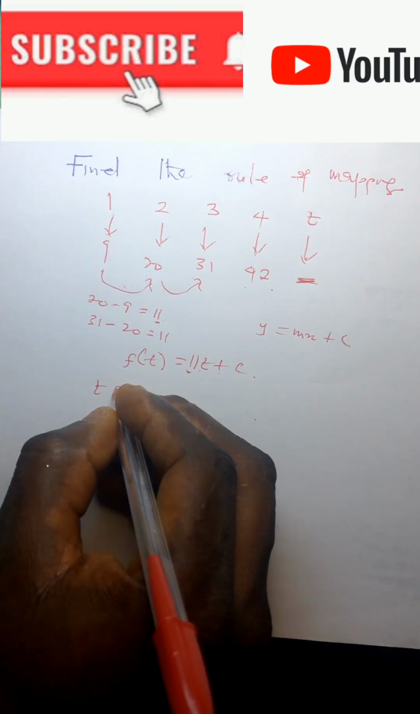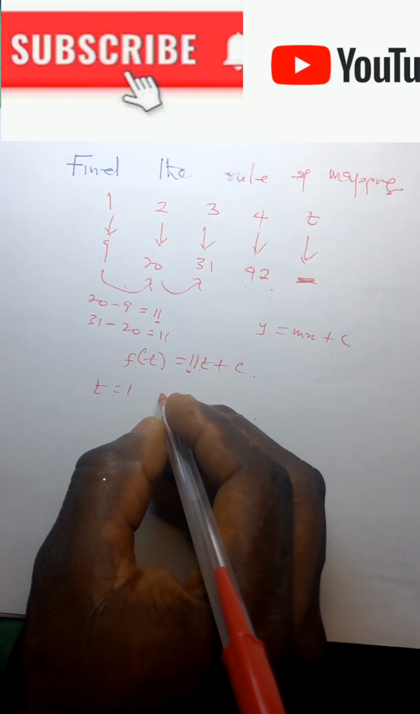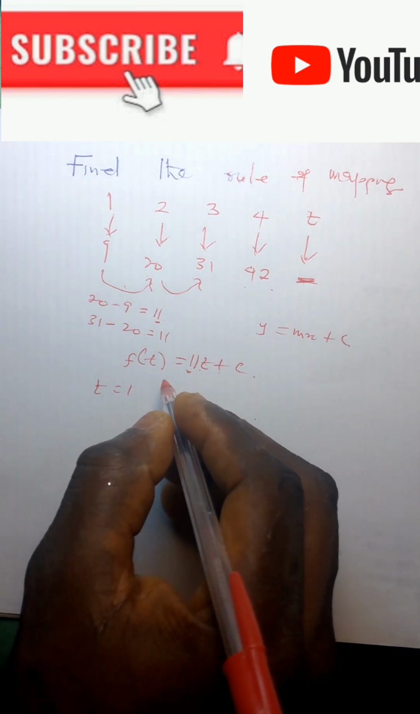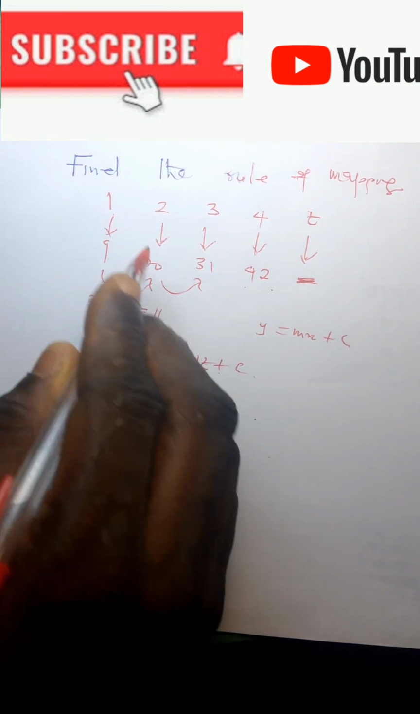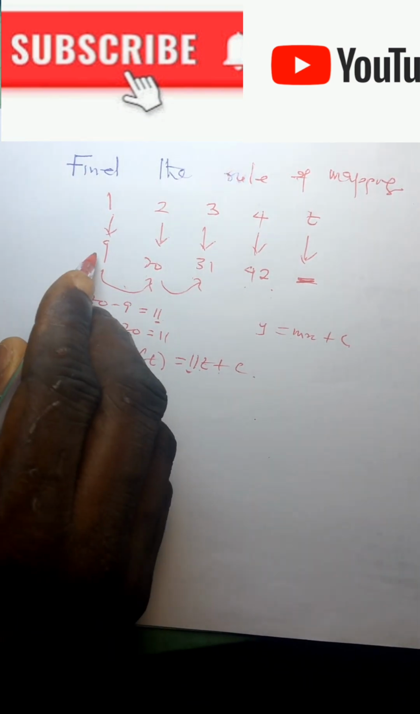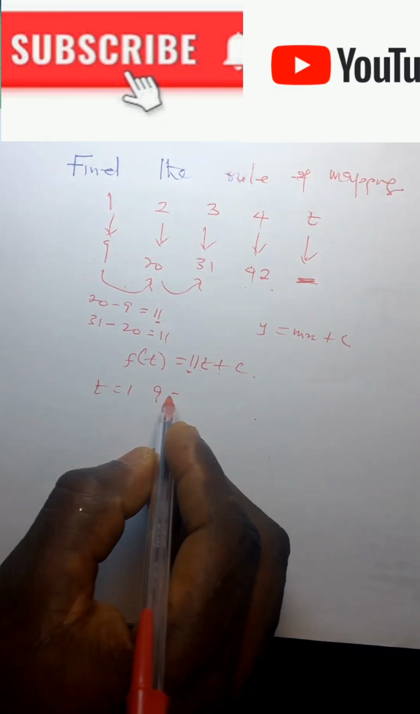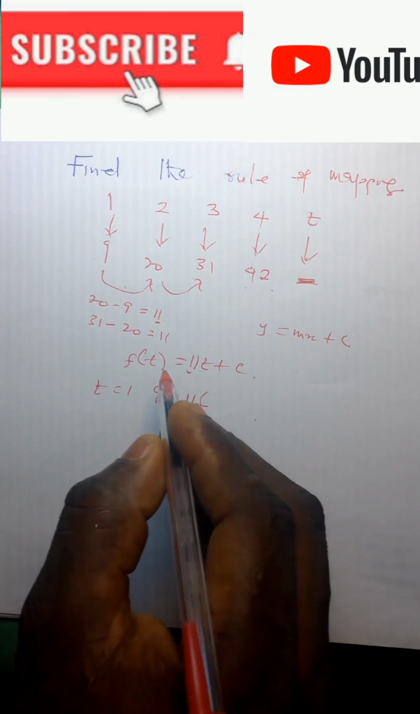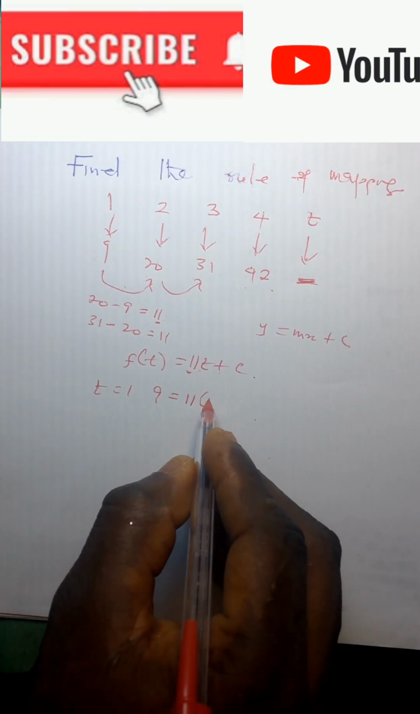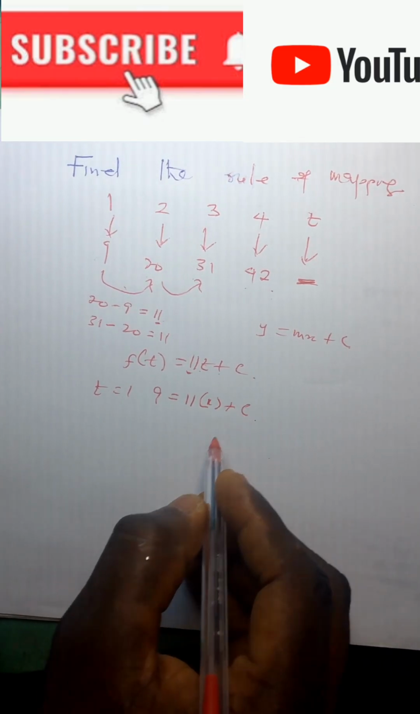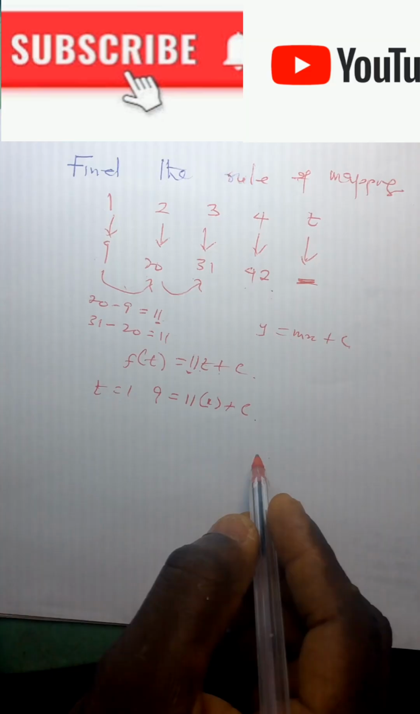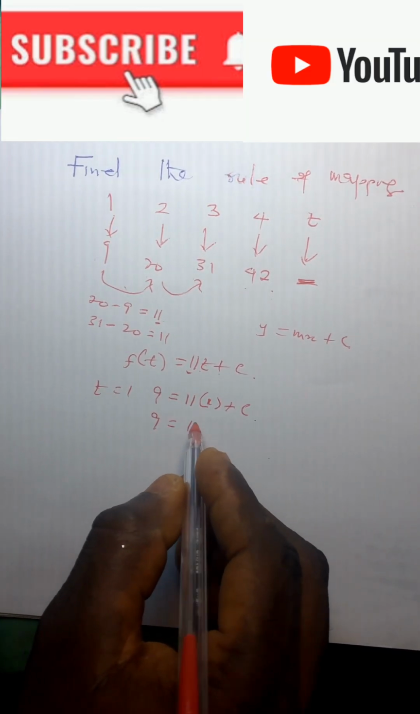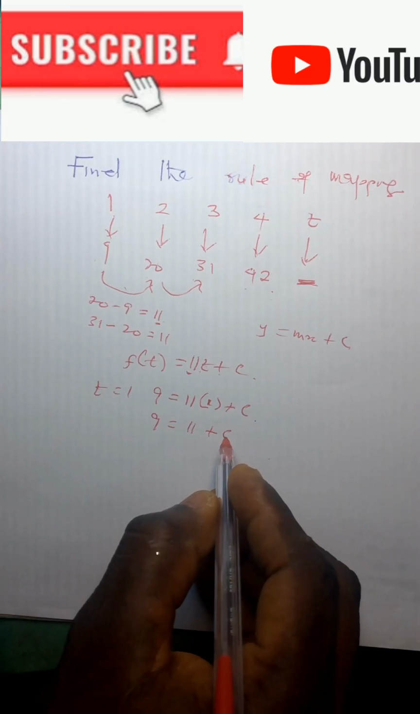So if t is equal to 1, you put the value in it. If you pick t is equal to 1, it means you are going to pick the coefficient, which is 9. So 9 is equal to 11 times the one that you are taking, which is 1, plus c. So that you can find c. You are going to have 9 is equal to 11 plus c.